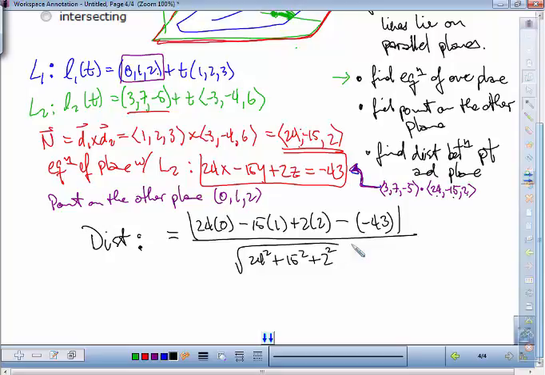It was there. You just couldn't see it. It was really, really small. Okay. All right, I'm not going to simplify that. Let's move on.